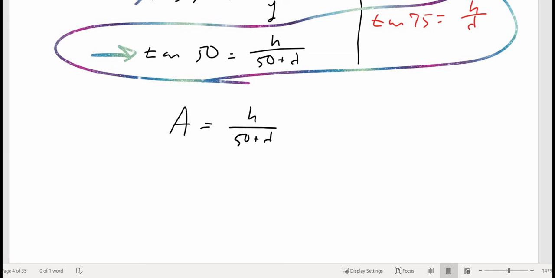Realizing that it's just a single number. It's not a variable, okay? Now, you could, if you wanted, go ahead in your calculator, do tangent of 50, and come up with 1.19, okay?